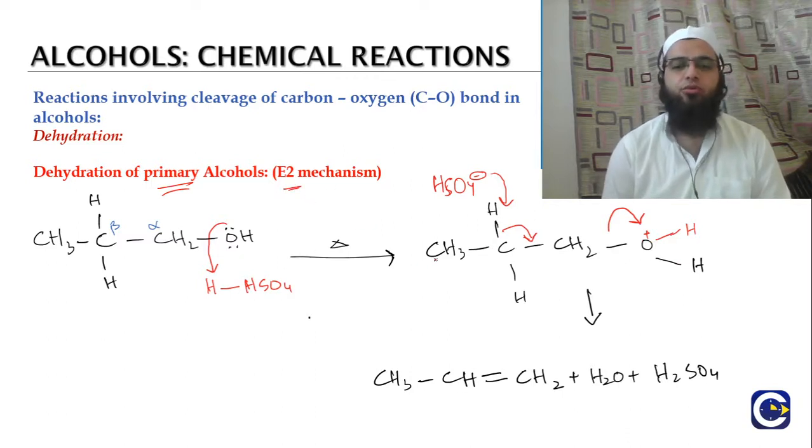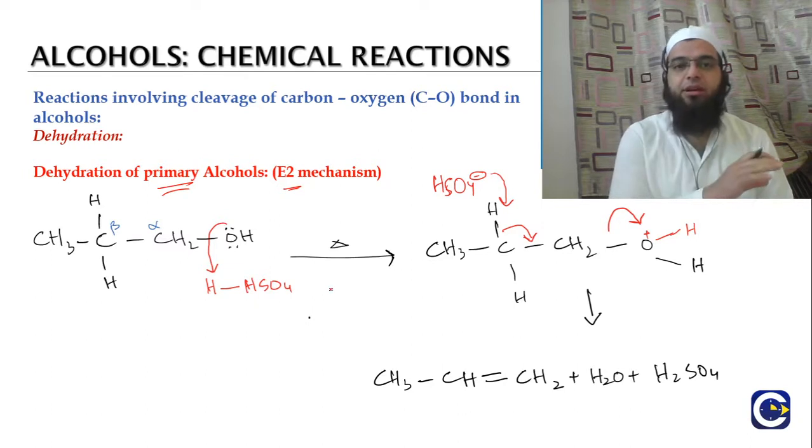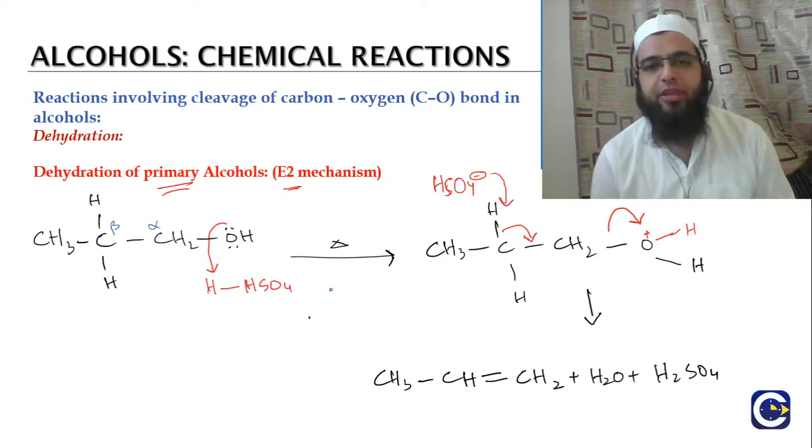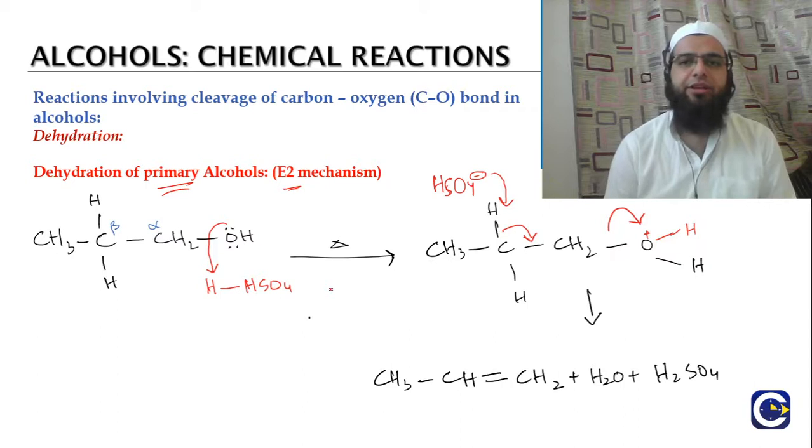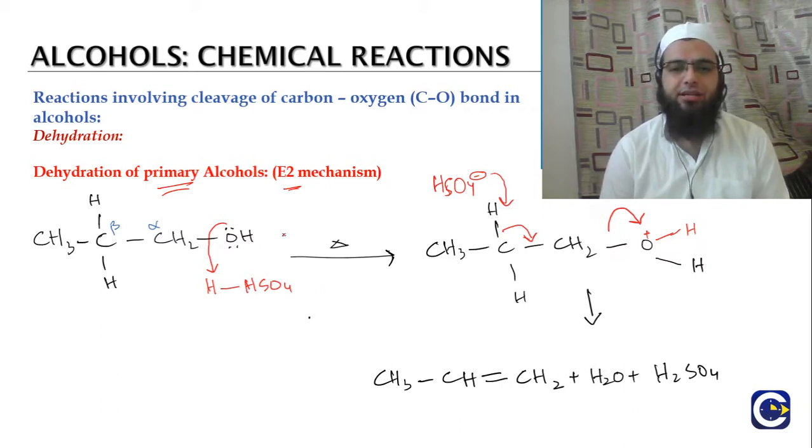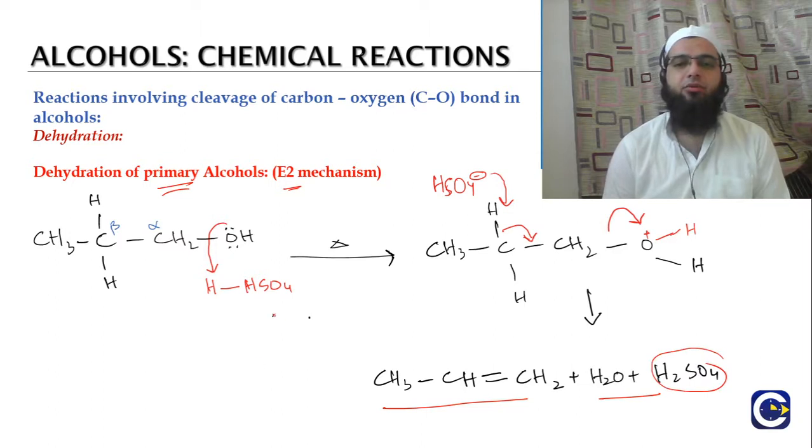There is no intermediate, no carbocation is formed. There is a formation of carbocation in the E1 mechanism, and in this case we have no carbocation formation, and the reaction is concerted. It goes in a single step. That is, the breaking and making of bonds is happening simultaneously. As a result, we are getting this alkene as a product. Okay, and these are the byproducts of the reaction, and the acid as a catalyst has come out as it was.